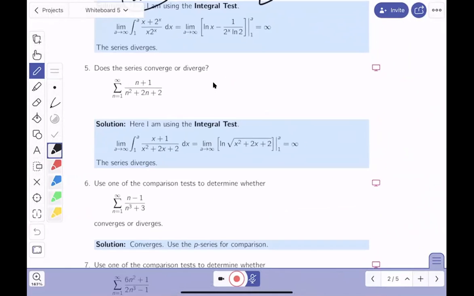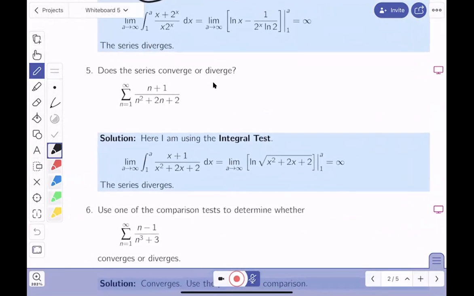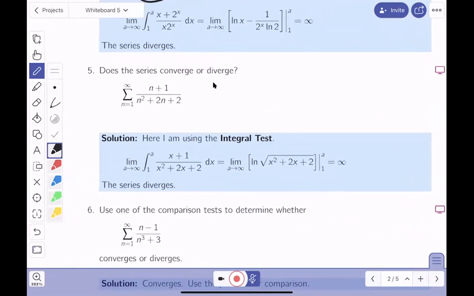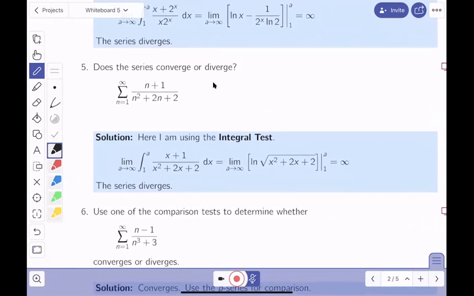And number 5, I know they're using the integral test. I see that, and I don't mind you doing that. But what I want to do is I want to use a comparison test. And the comparison test I'm going to use is the LCT. I think it's easier. So what am I going to do? This is definitely a positive term series.